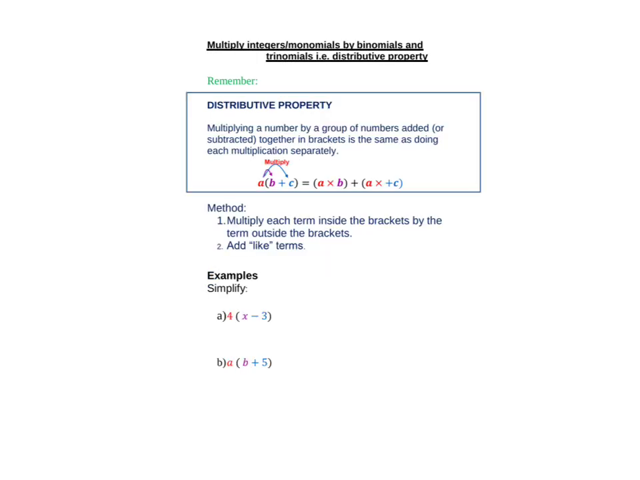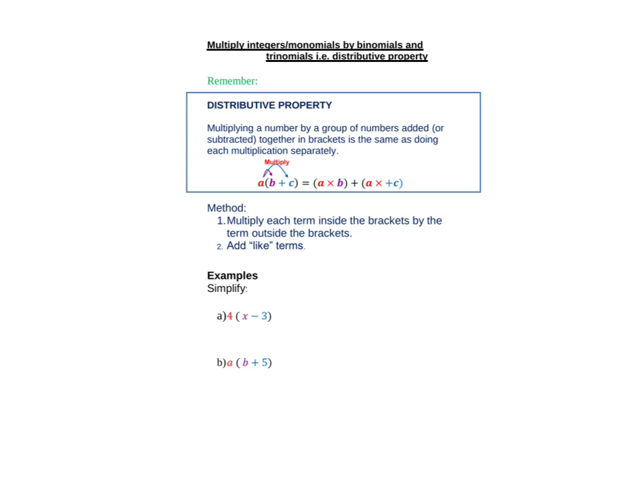If you're multiplying integers or monomials by binomials and trinomials, etc., in other words, using the distributive property, that means you're multiplying the number in front of the brackets by each term inside the brackets. So a is multiplied by b, gives you ab, and a is multiplied by c, gives you ac. So the method is just you multiply what's in front of the brackets by each term inside the brackets.